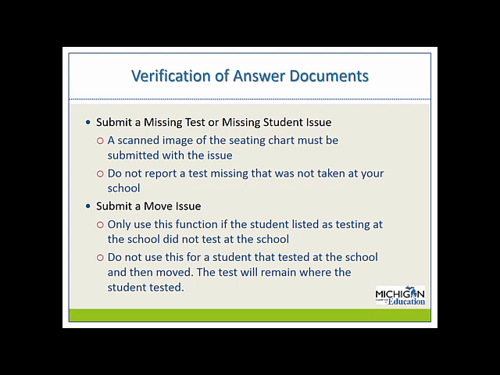Schools may submit a missing test or missing student issue. For any missing test or missing student issue, a scanned image of the seating chart must be included. You should not report a test as missing that was not taken at your school. Schools may submit a move issue during this window. This function should only be used for students who are listed as having tested at a school, but they did not test at the school. Students who did test at your school and then moved remain where the student tested. A move issue should not be submitted in these cases.